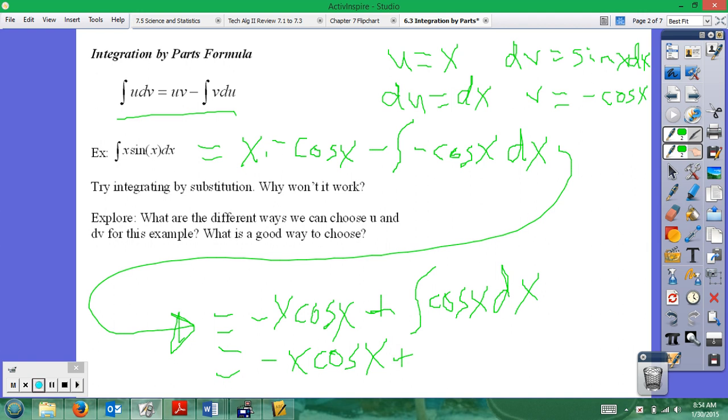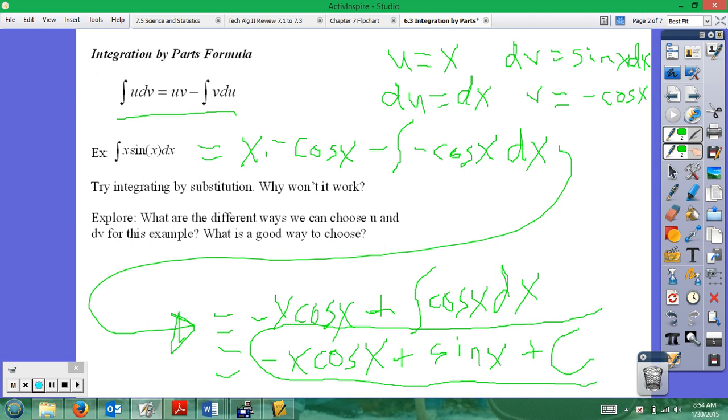I said if there's no limits of integration, we're focused on just what's the antiderivative, and the antiderivative of cosine would be sine of x, and then there would be a constant there. We don't know what it is, but there'd be a plus c. And that is the antiderivative of x sine x. And you could check that by taking the derivative. So you'd have to do the product rule for the first part, you'd get some different terms, stuff would cancel out, and you would get x sine x.